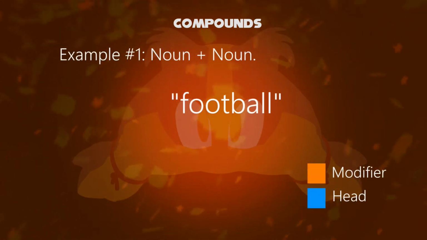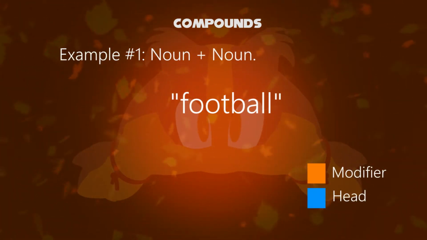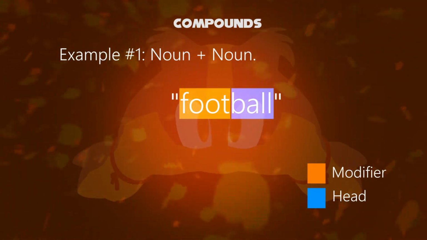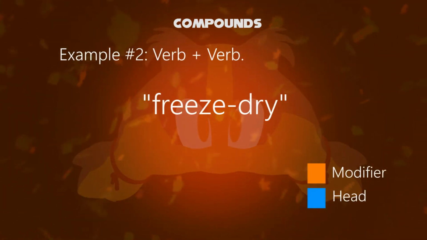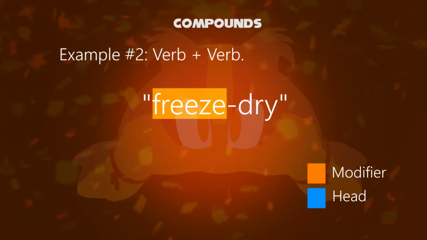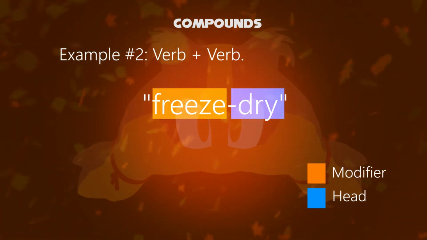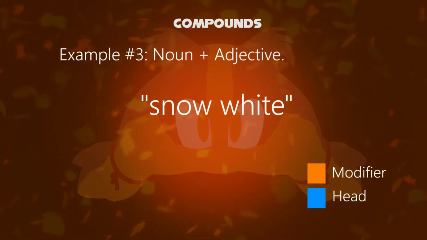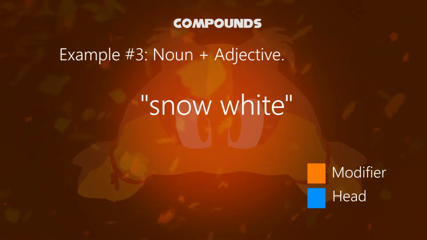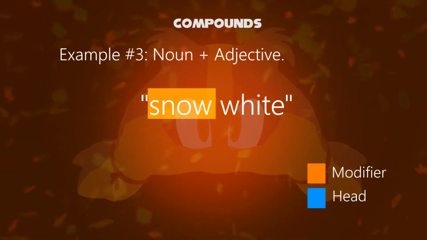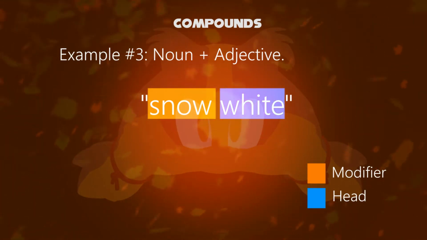For example, noun and noun, like football. Foot denotes its modifier and ball denotes its head. Another example, verb and verb, like freeze-dry, where freeze denotes its modifier and dry its head. And a third example, noun and adjective. Let's just say, Snow White, she's a princess. Snow denotes its modifier and white denotes its head.